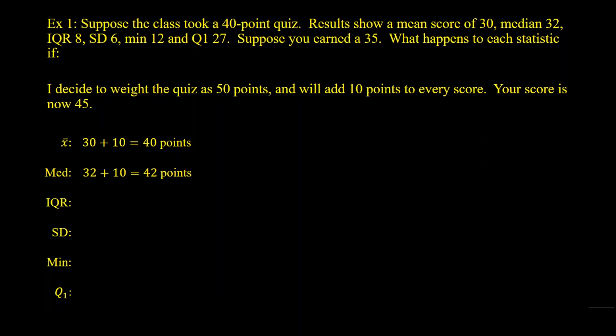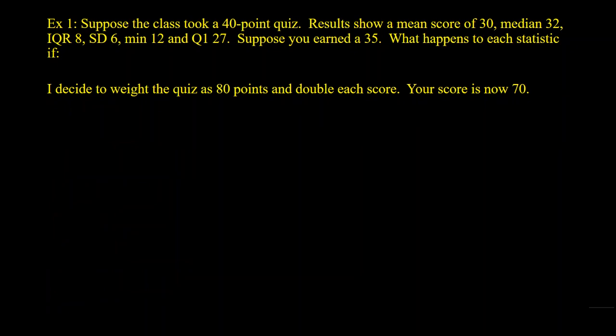IQR, measure of spread, not of position, so the IQR remains the same, 8 points. Standard deviation remains the same, 6 points. The minimum is a measure of position, so I'm going to add 10. 12 plus 10 is 22 points. Q1, measure of position, 27 plus 10, 37 points.